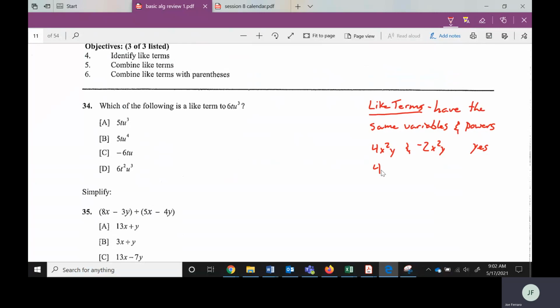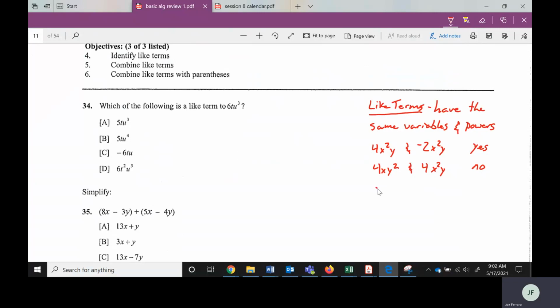Okay, if we have, very similar here, 4xy squared and 4x squared y, they look very similar. Again, the number in front doesn't matter even though they're the same. This has just an x, that has an x squared. Those are not, it's the same variable, but not the same power on the variable. Same with the y. This is y squared, this is just y. These are not like terms.